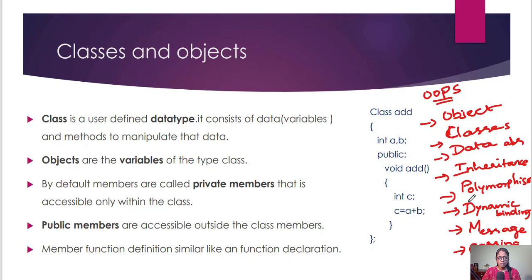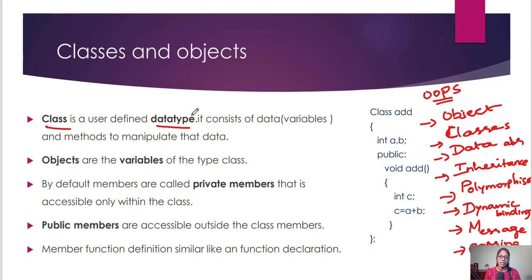Now we see what is class and object. Class is a user defined data type. So we are defining a particular data type. For example, what is a data type? Whether it is an integer or character or float, it is a data type, right? Integer means it will be a whole number. Here you are creating the class, defining a particular data type.